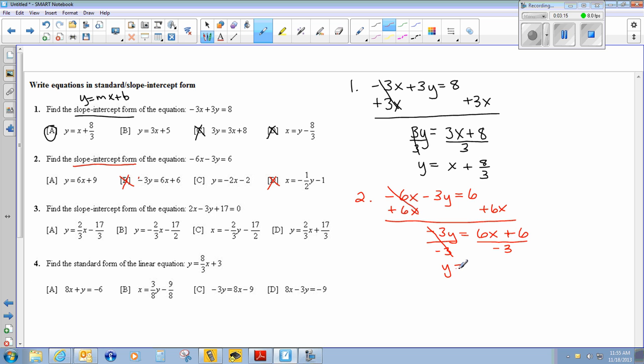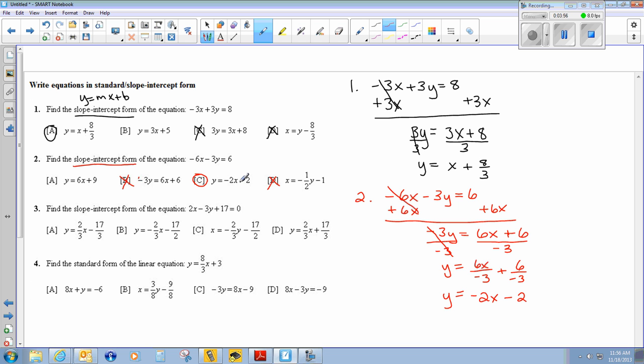Now I need to divide everything by negative 3. So y equals negative 6x divided by negative 3, because remember, we're going to distribute this negative 3. Everything needs to be divided by negative 3. Plus 6 divided by negative 3. When we look a little closer, negative 6x divided by negative 3 is 2x, and then positive 6 divided by negative 3 is going to give us negative 2. So y equals 2x minus 2. That means that we want to choose choice C.